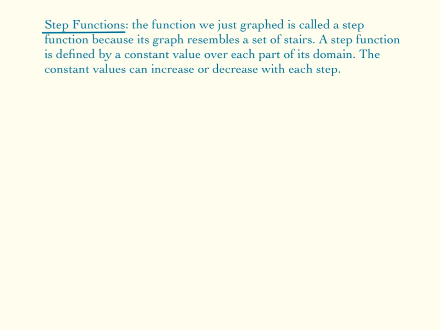Alright, so the function we just graphed is called a step function, and that's because its graph resembles a set of stairs. A step function is defined by a constant value over each part of its domain. There's no slope, it's just the constant value. And then there's different steps of the domain. That can increase, like going up, or it can decrease, coming down. It doesn't matter.